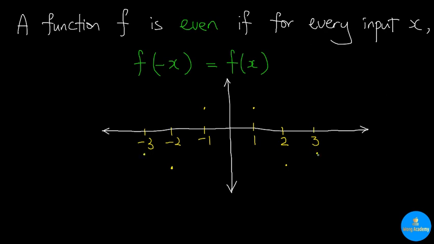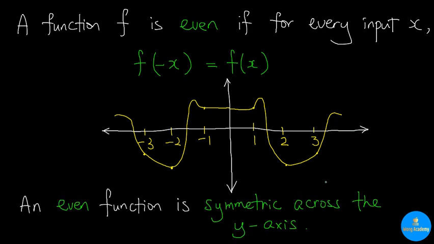Continuing this analysis, we will see that if the graph of f of x looks like this on the left-hand side of the y-axis, then on the right-hand side of the y-axis, we should have the exact same curve except that it is now reflected. And hence, we know that an even function will always be symmetric across the y-axis.